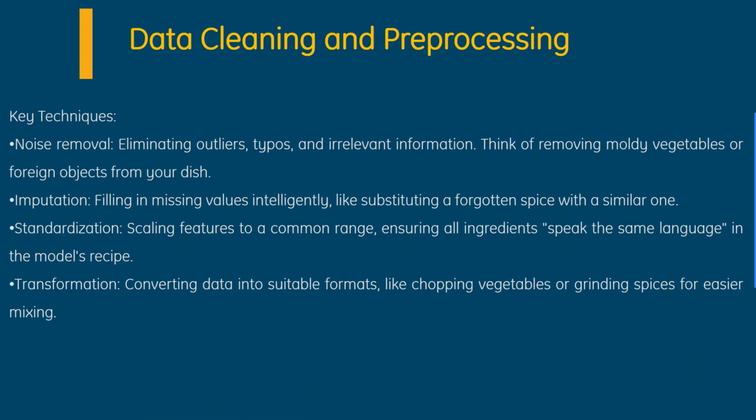Then we have standardization, scaling features to a common range, ensuring all ingredients speak the same language in the model's recipe. And then we have transformation, converting data into suitable formats, like chopping vegetables or grinding spices for easier mixing.